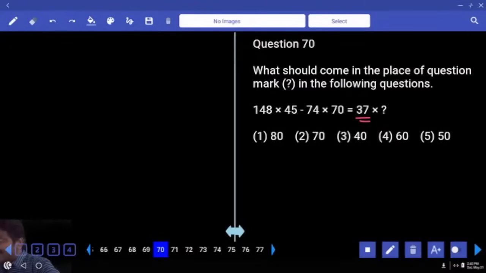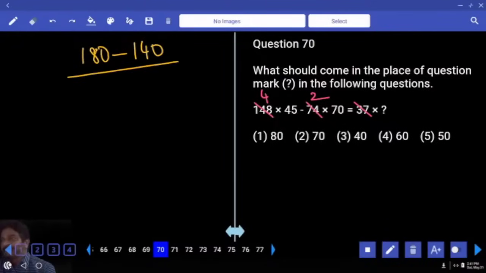Right hand side 37 is there. If you observe this, this is exactly double. 37 2 times, 148 is exactly 74 double only. That means everywhere you have 37 common. This is 37 how many times? 37 taken common and gone for cancellation. 4 times of 45, 180 minus 2 times of 70. Answer 40.